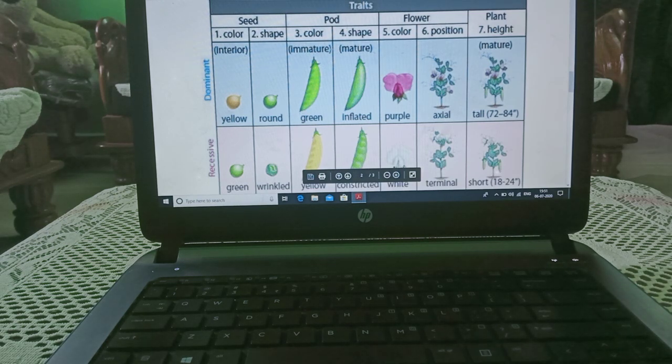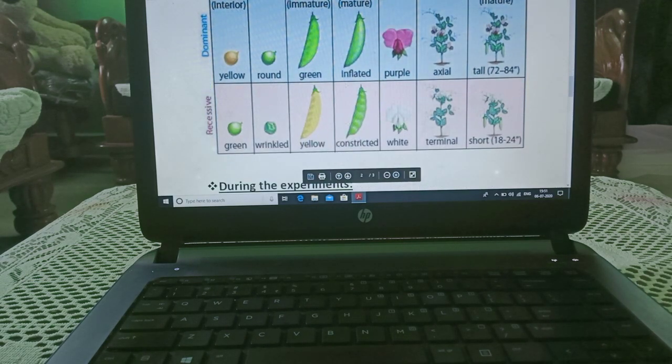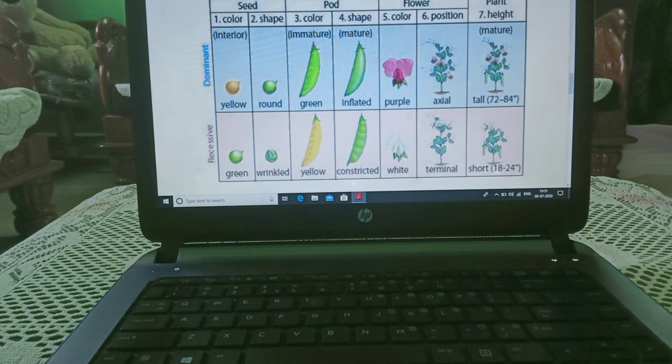Similarly, pod color, that is green and yellow. Pod shape, that is inflated and constricted. Inflated means smooth, and this one is with wrinkles. Then flower color, that is purple and white. Purple is dominant, white is recessive.